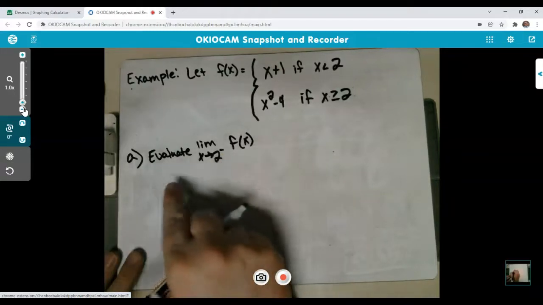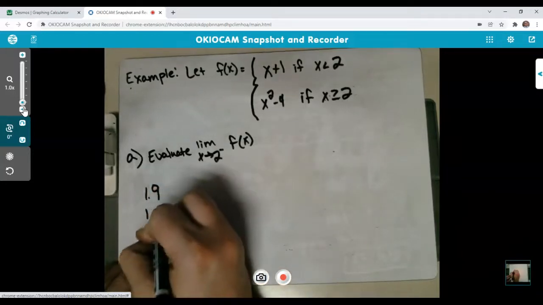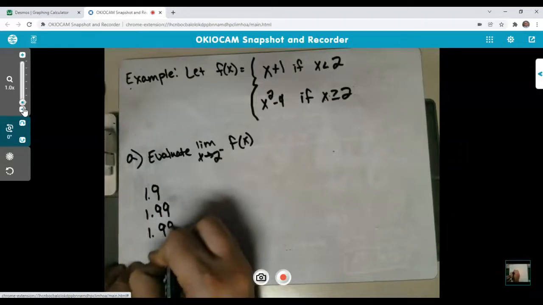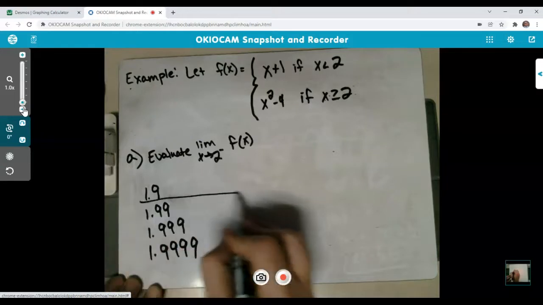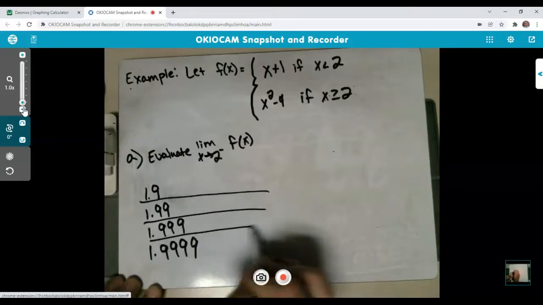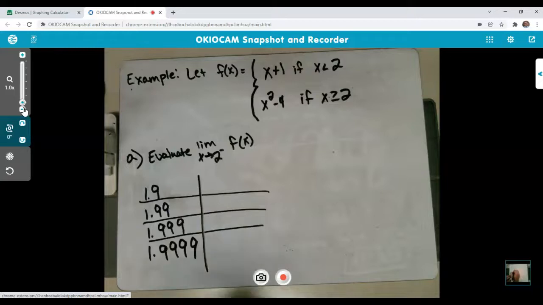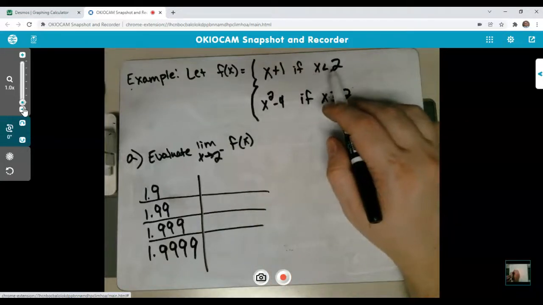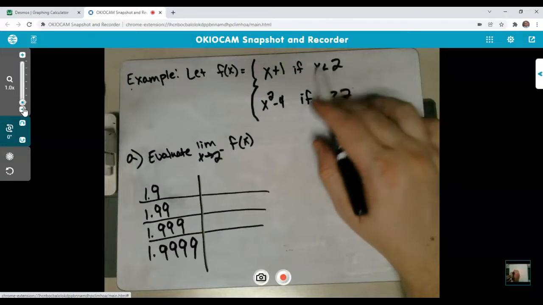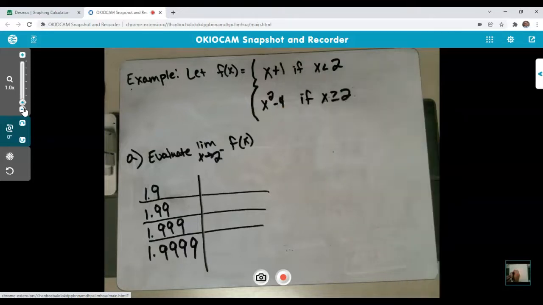So the values of x I can use that are to the left are like 1.9, 1.99, 1.999, 1.9999, that should be enough. And I'm going to plug those in based on what I have. Since this is coming from the left-hand side, I know I want to use when x is less than 2, because it's on the left side of 2, right? So it's everything smaller than 2. So I'm going to use x plus 1.